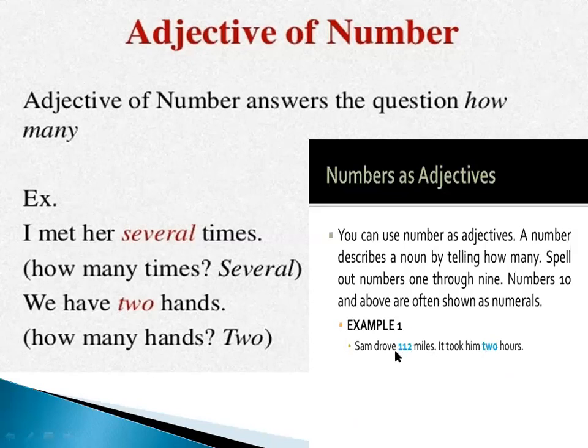Now this is more than 10, so we are writing in numeric form. Sam drove 112 miles. It took him 2 hours, which means they are also countable. So these are countable things for which we use the adjective of number. And for 10 or above, we often show them in numeric form.